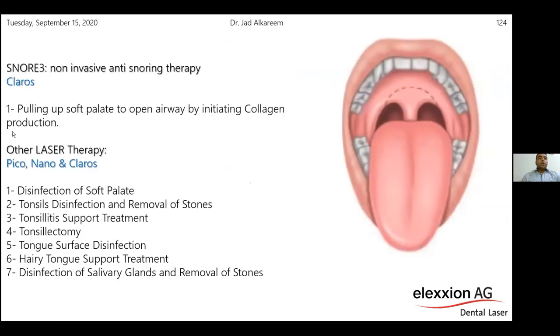I just want to add one point regarding using the diode laser. You can also use it to disinfect the soft palate. You can also disinfect the tonsils of the patient, and you can remove stones from the salivary glands or from the tonsils. You can do a tonsillectomy. You can do a tongue surface disinfection, and you can treat patients who complain of hairy tongue syndrome. So the laser gives you very wide applications. It is not only to cut the tissue or only do a flap or gingivectomy. There are a lot of other applications that you can do with the soft tissue or with the diode laser.